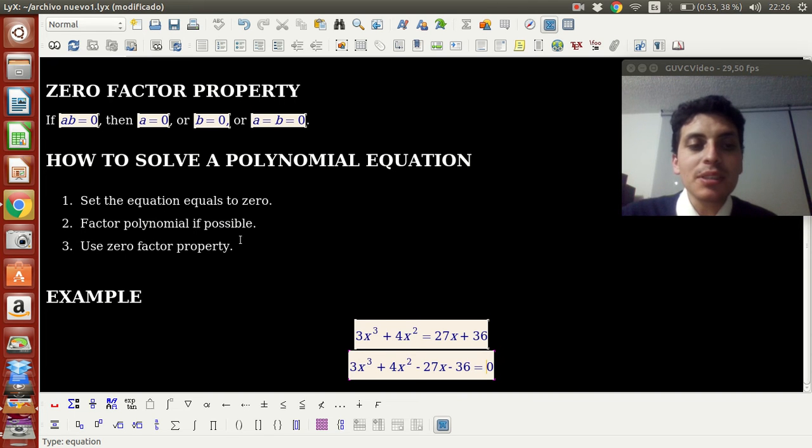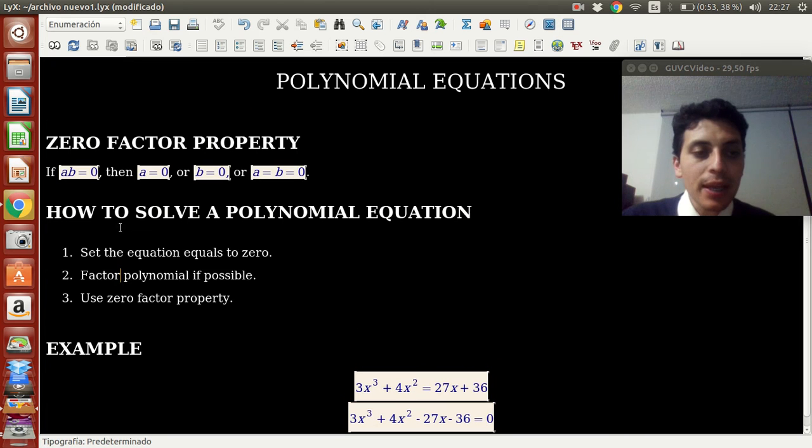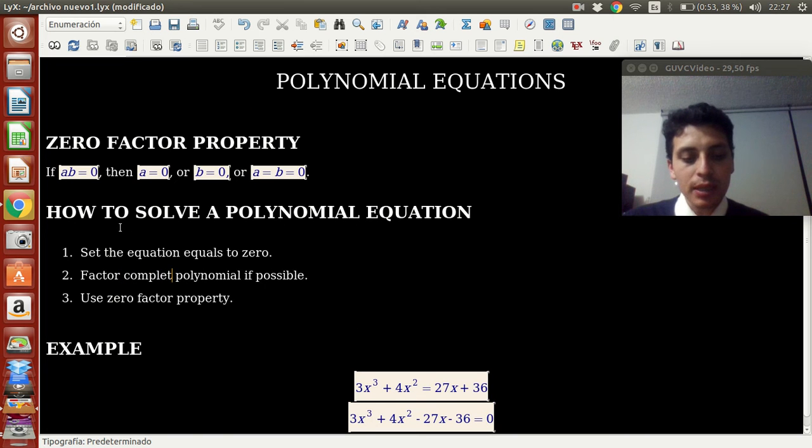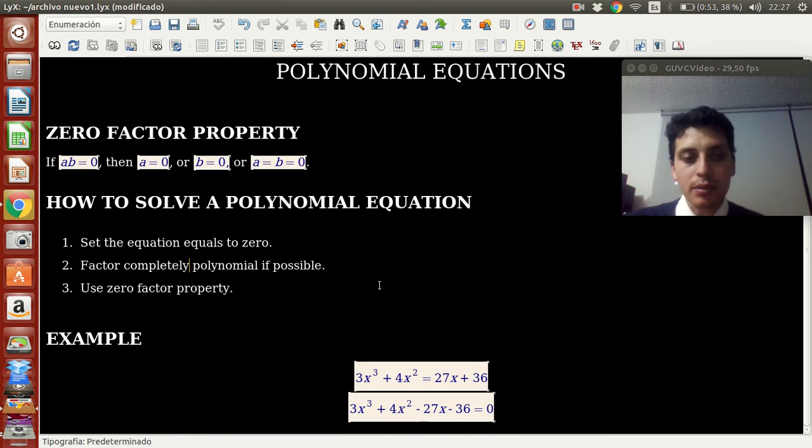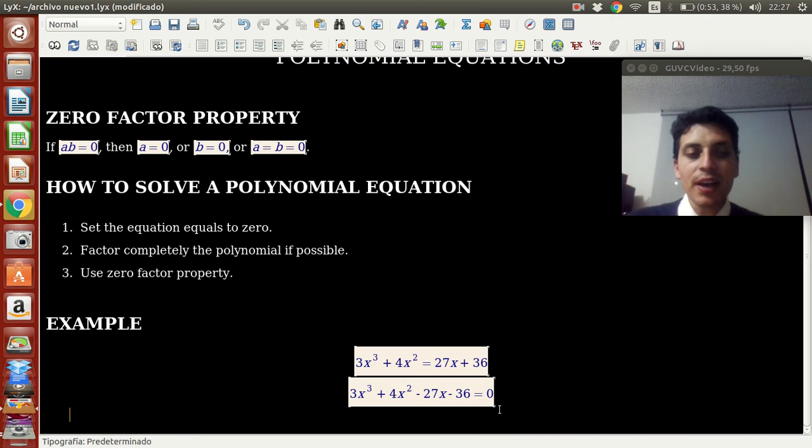Now the second step says factor the polynomial if possible. We can add the word completely: factor completely the polynomial if possible. So how could we factor the polynomial completely? Here we have 4 terms, so there's no GCF. 3 and 4 are relatively prime, but we can apply factor by grouping.